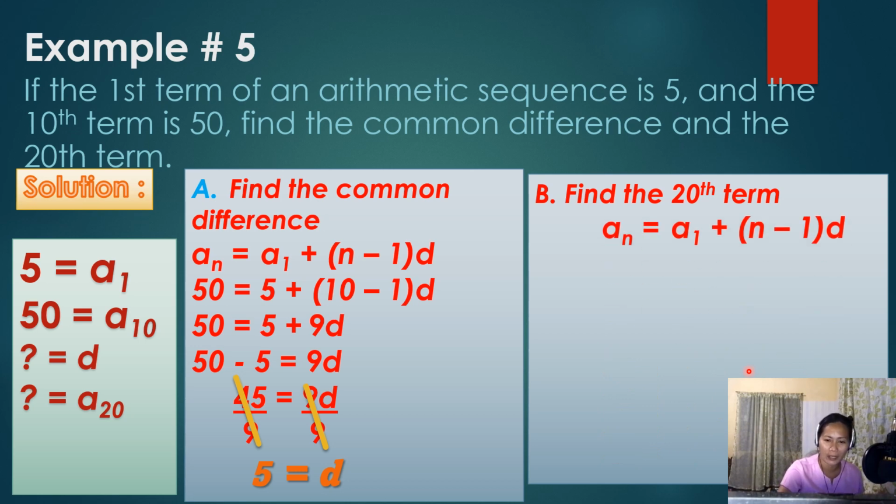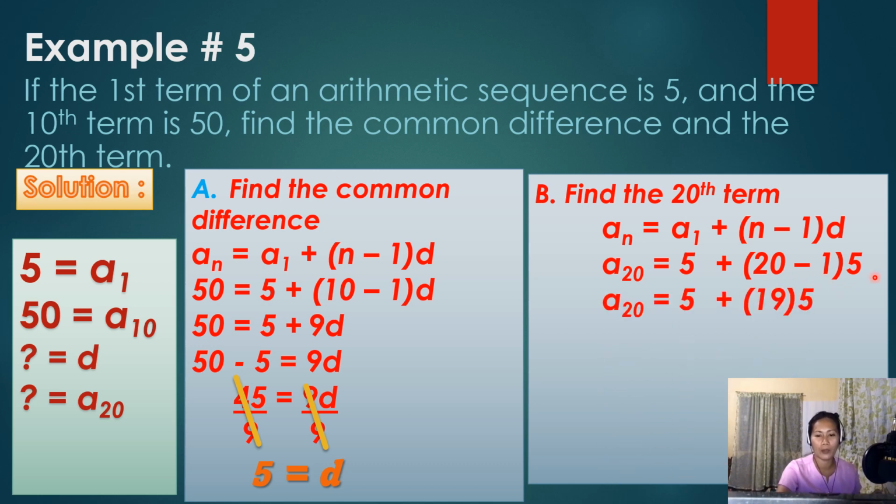Again, by using the formula, we substitute a sub 20 equals 5 plus the quantity of 20 minus 1 times 5. We'll get a sub 20 equals 5 plus 20 minus 1, that is 19, times 5. We'll get a sub 20 equals 5 plus 95. So, our a sub 20 is equal to 100.